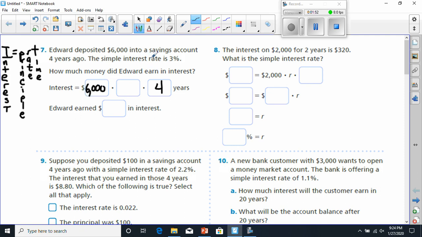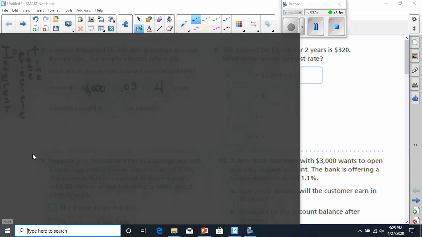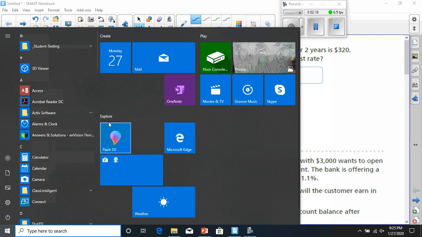And lastly, we have to remember that we're doing the rate. And to use the rate, we have to take our rate and turn it into a number, which means we move our decimal twice. So that would be 0.03. And now we've got 6,000 times 0.03 times 4. And that's pretty easy. We just grab our calculator now and put those numbers in.